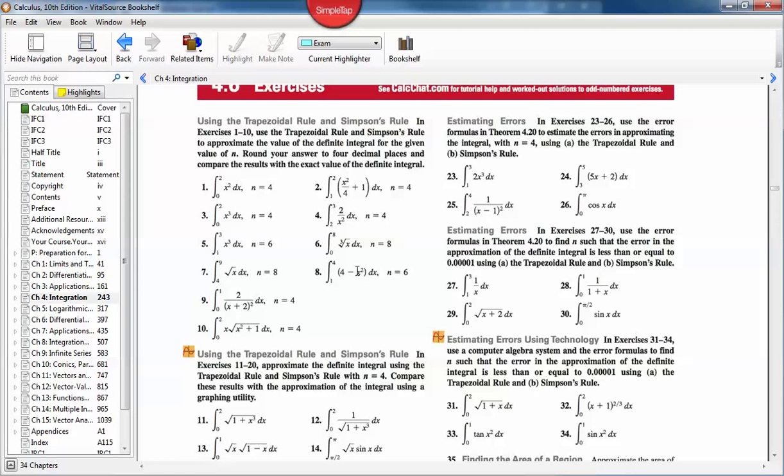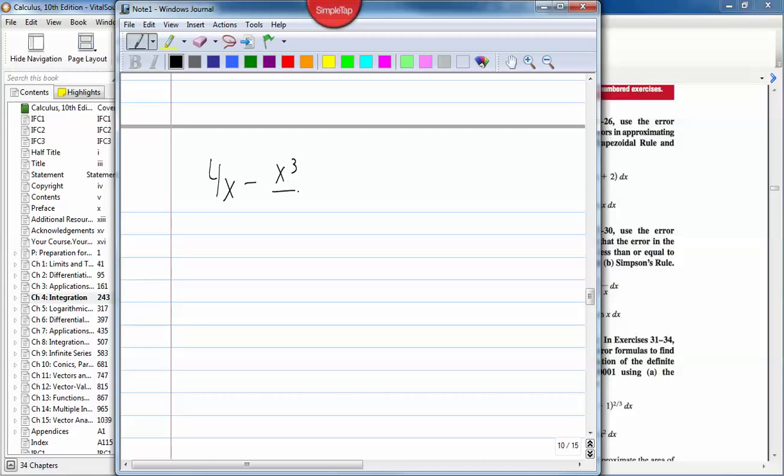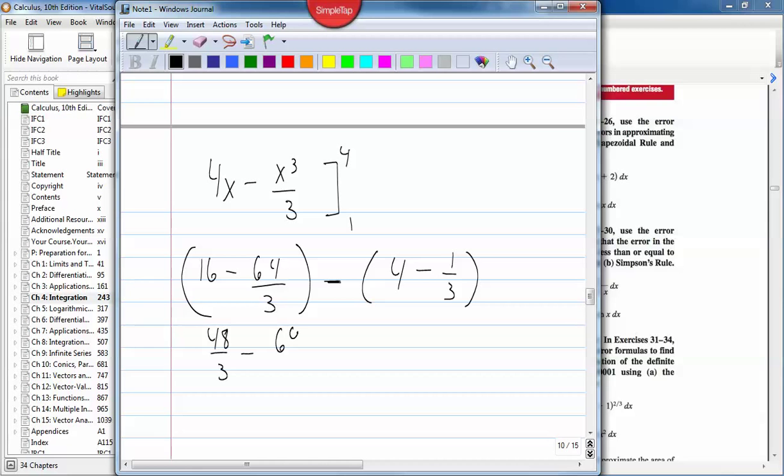Alright, so integrate that. It's really laughable how much faster you can do it with a definite integral. But that's going to be 4x minus x cubed over 3. 4x minus x cubed over 3, evaluated from 1 to 4. So that is 16 minus 64 over 3 minus 4 minus 1/3. Alright, so that's 48/3 minus 64/3 minus, and then 4 minus 1/3 is 3 2/3, which is 11/3.